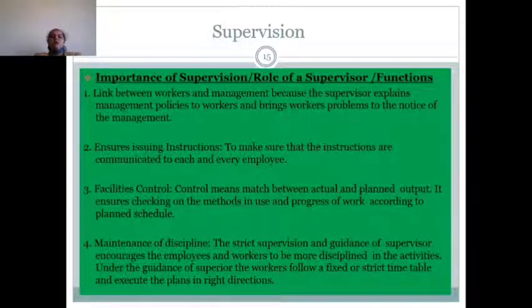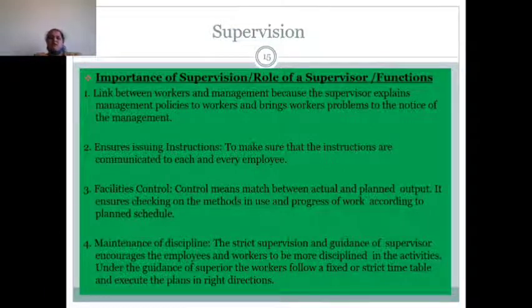Second one is issuing instructions, making sure that instructions are communicated to each and every employee. Whatever instructions are given by the top level management, that is your director, CEO, whatever it is, it should be properly guided to the employees, that is the lower level of an organization. The persons who are working in the lower level, the communication should go continuously. That is the work of a supervisor, who will be communicating the information from the top level to the lower level of a management.